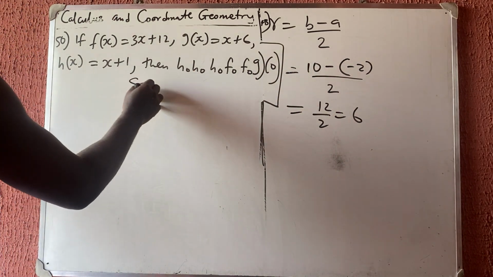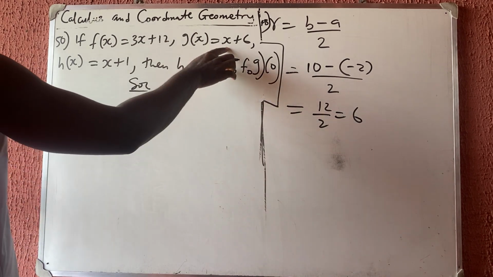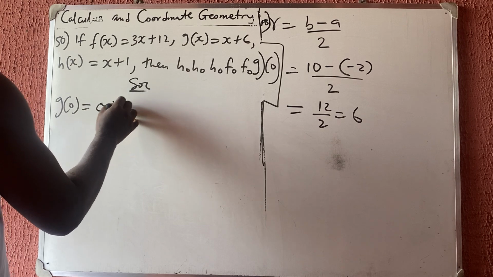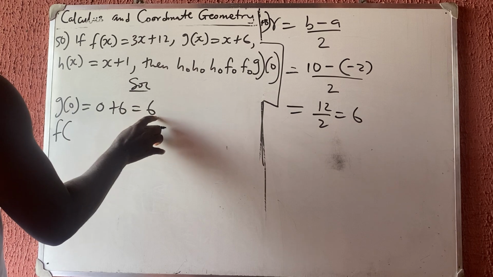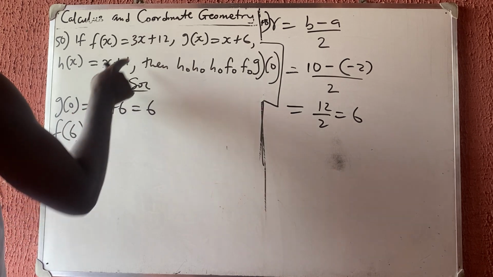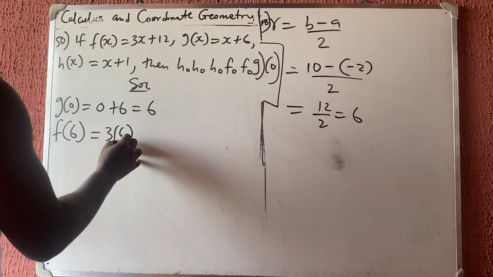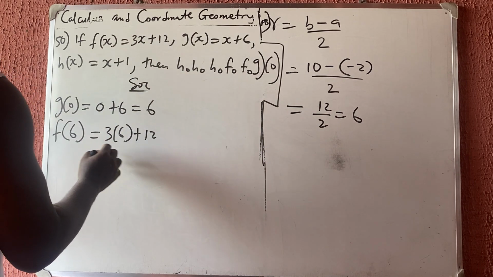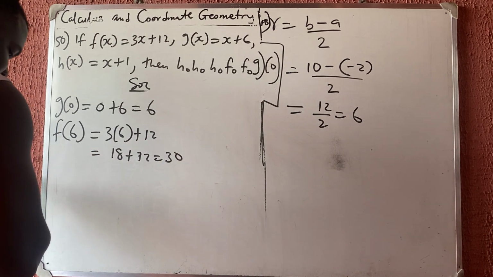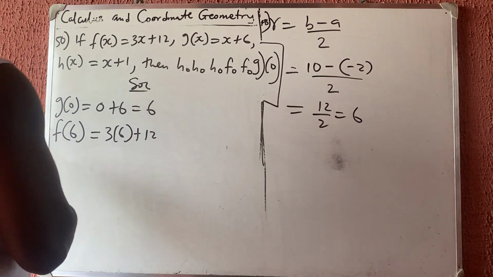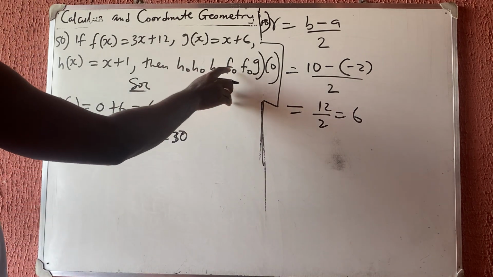So, solution. You start from the first one, g of 0. G of 0: anywhere you see x, put 0. So I have 0 plus 6, which is 6. The next one is f. So it will now be f of this last answer, f of 6. Anywhere you see x, put 6. That is 3 into 6, plus 12, which will give you 18 plus 12, which is 30.